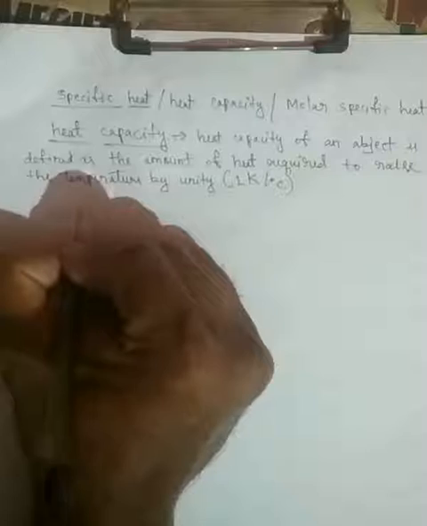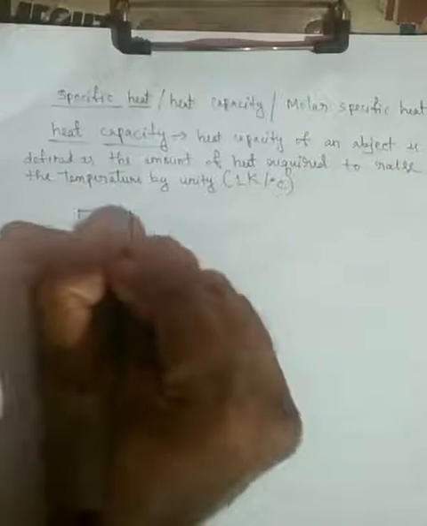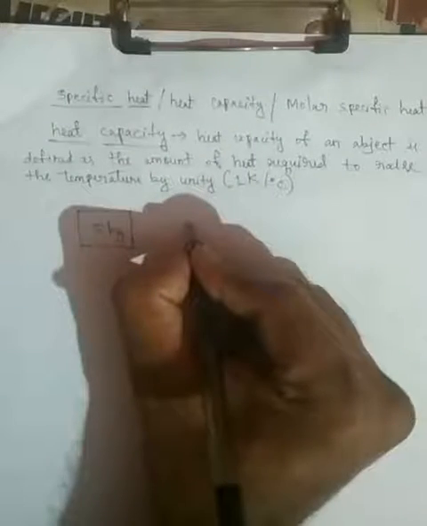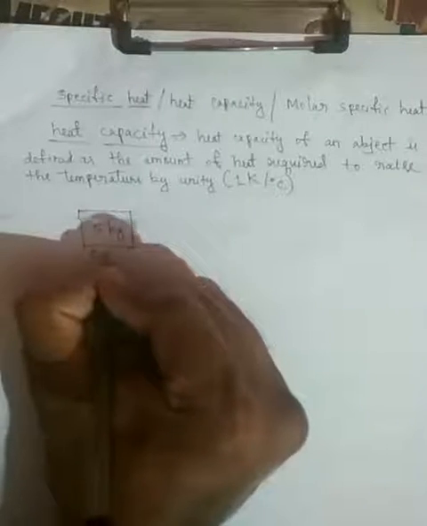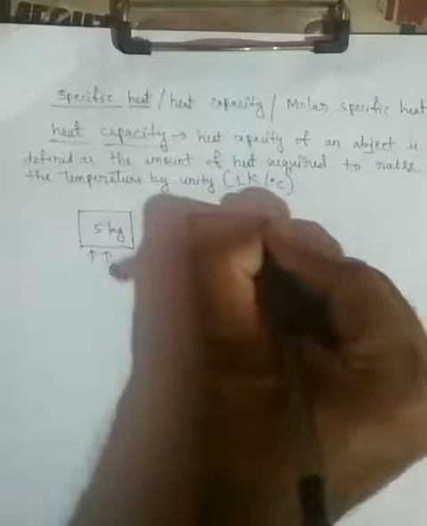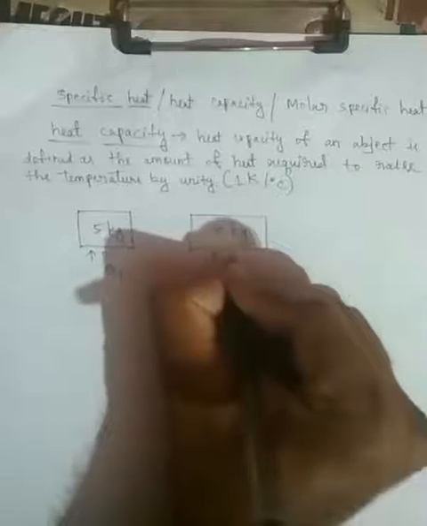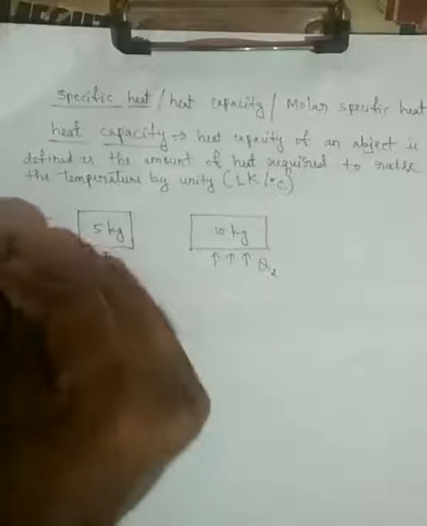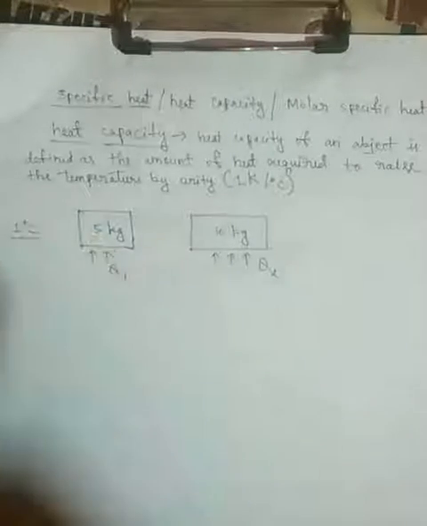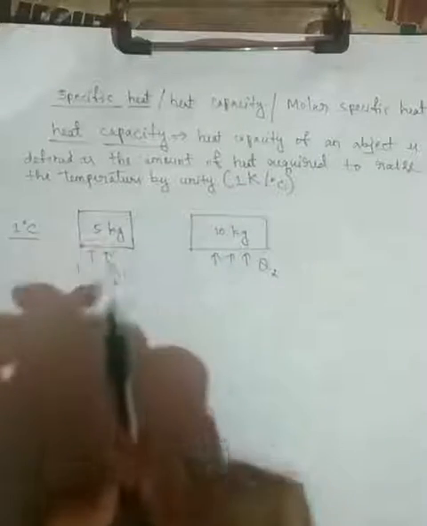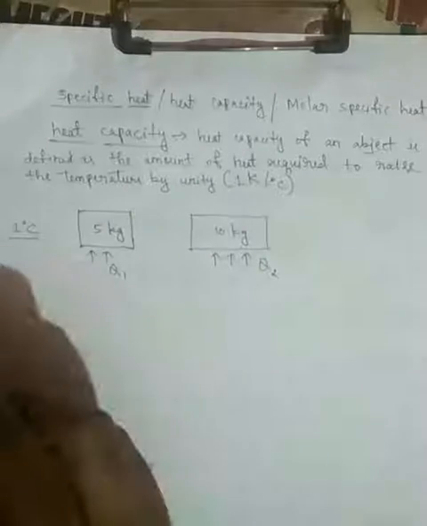So let us take an object. Let us consider that it is 5 kg. We are supplying heat equivalent to Q1. Similarly, take another object which is 10 kg, and we are supplying some amount of heat Q2. Here the condition is there should be 1 degree Celsius rise in the temperature of the object. Then we call that heat supplied the heat capacity.